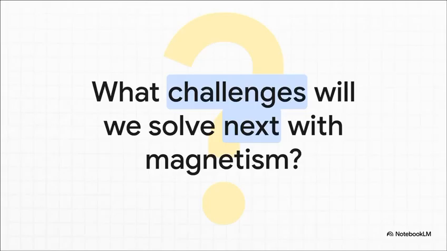So when you think about it, we've gone from a simple paperclip to technology that can literally peer inside our own bodies. We've come an incredibly long way in learning how to harness this invisible force. We can now create magnetic fields hundreds of thousands of times stronger than the one our entire planet generates to protect us. It's just mind-blowing. And it leaves us with one big question. What challenges are we going to solve with that power next?